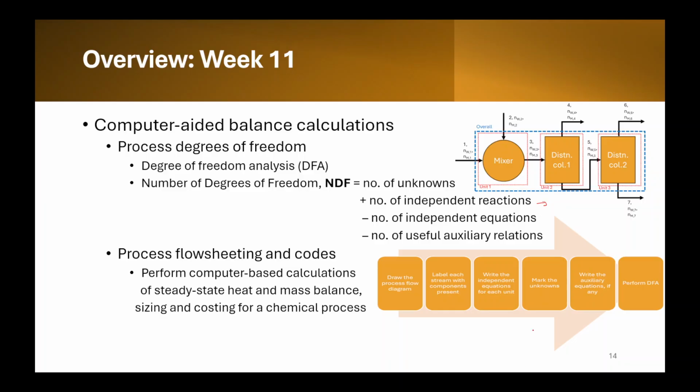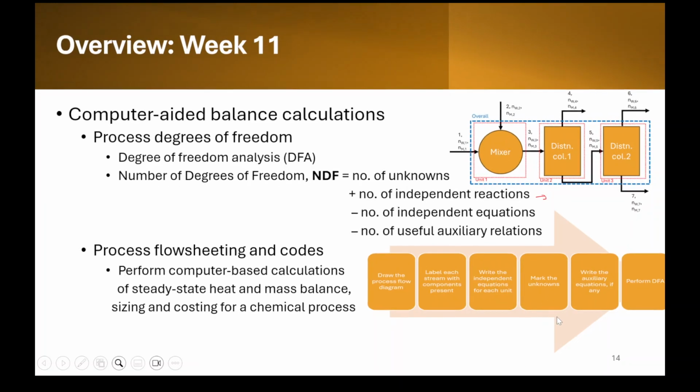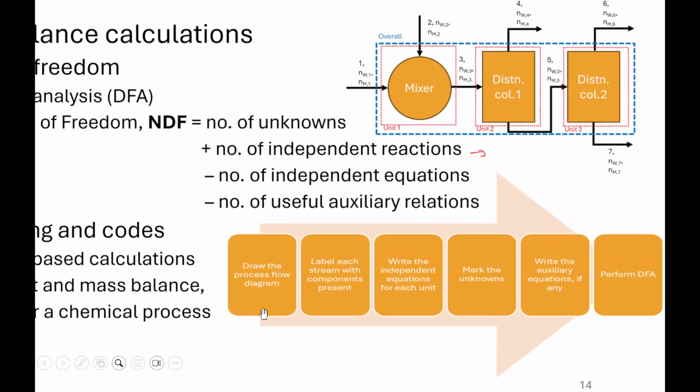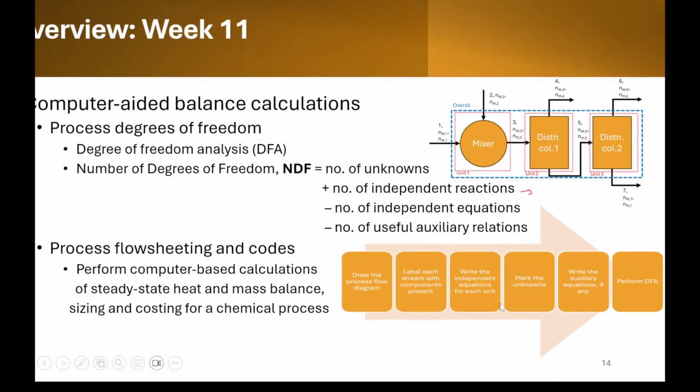How you can do your degree of freedom analysis is shown in this flow chart. You firstly draw the process flow after understanding your problem statement correctly. You draw the process flow diagram, then label each stream with components present. Write the independent equations for each unit. Each unit will have some material balance, energy balance equations. Then mark the unknowns. Then write the auxiliary relations, if any, they may be physical relations or others, and then perform the degree of freedom analysis.